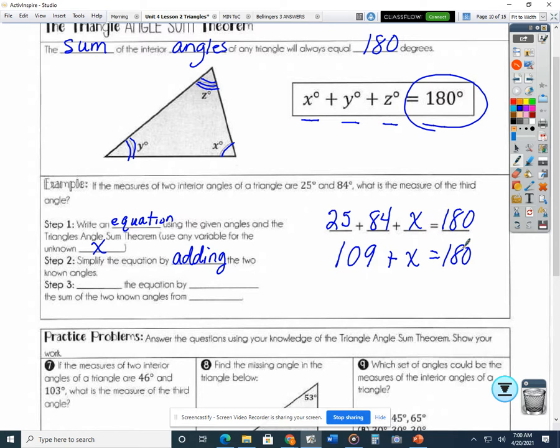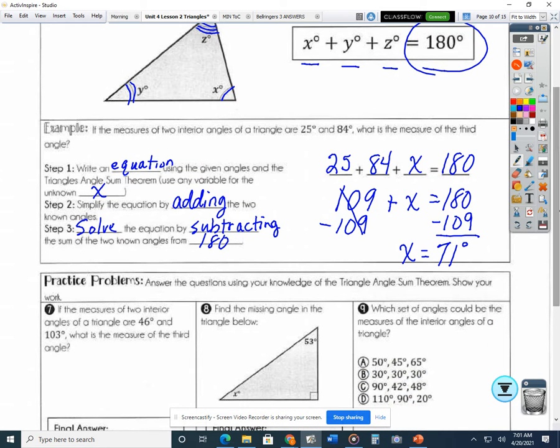And our final step is to solve our equation. We're going to do this by subtracting the sum, because that is our inverse operation to our addition. So we're going to subtract the sum of the two known angles from our 180 degrees. So if we subtract 109 from this side, it goes away. If we subtract 109 from this side, we are left with our equation, X is equal to 71. And since we're talking about the measure of an angle, it is 71 degrees.